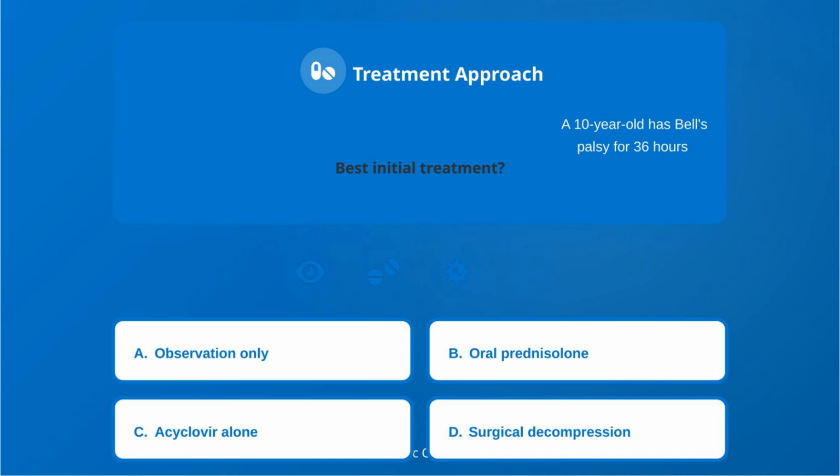A 10-year-old presents with Bell's palsy that began 36 hours ago. What is the most appropriate initial treatment? A. Observation only. B. Oral prednisolone. C. Acyclovir. D. Surgical decompression. Consider the current evidence-based recommendations for managing pediatric facial palsy.